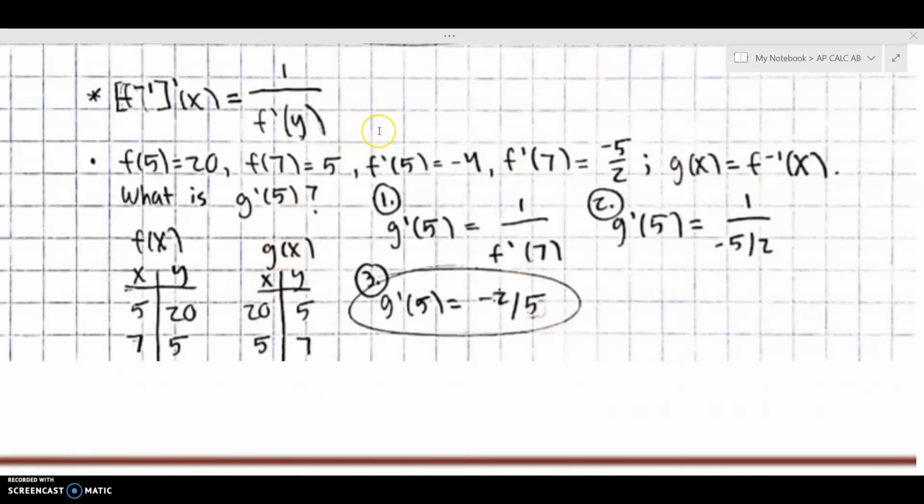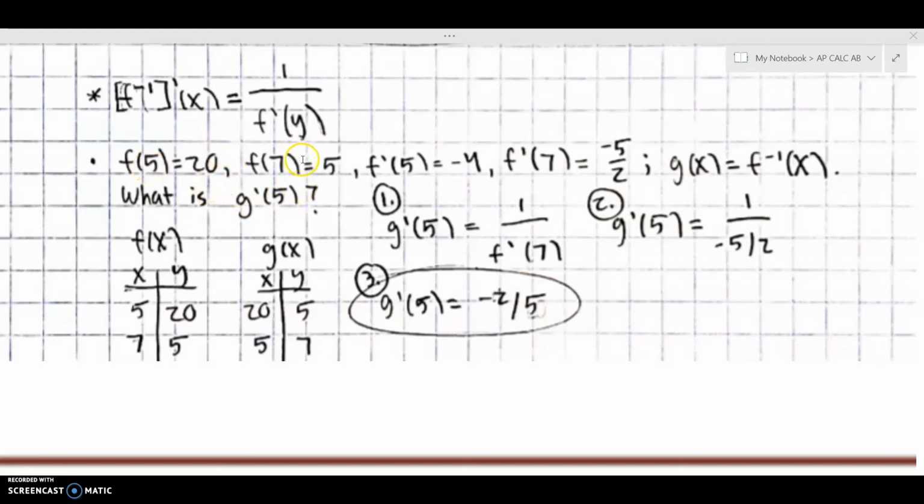So let's move on to another problem on this topic. For this problem, we have f of 5 is equal to 20, f of 7 is equal to 5, f prime of 5 is equal to negative 4, and f prime of 7 is equal to negative 5 halves, right? And here it's just saying that g of x is equal to the inverse of f of x. So pretty much g of x and f of x are differentiable functions. So it's asking for the derivative of g of 5, right?